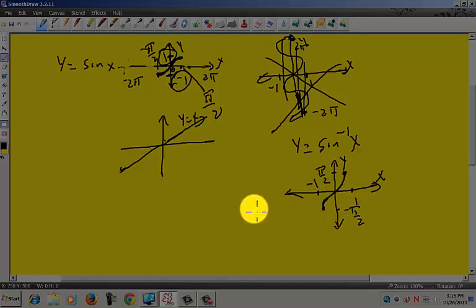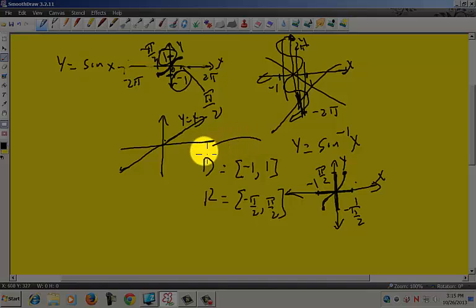So we do have to state the domain and the range. The domain is from here to here. I'll state that in interval notation. So the domain is -1 to 1. And then the range, we have the y values, and it goes from negative pi halves to pi halves. So the range is negative pi halves to pi halves. Okay, that is the graph of sine inverse.